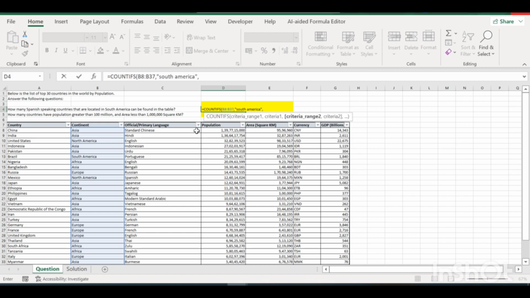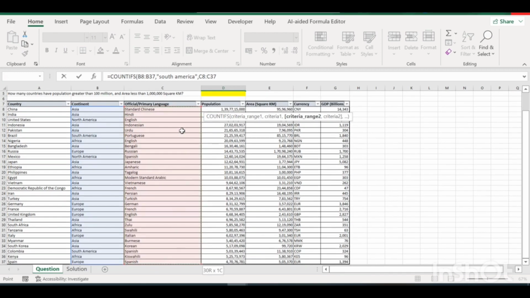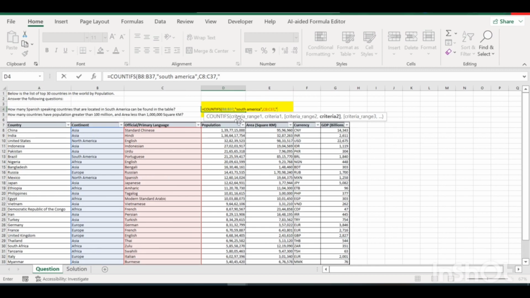Comma. Now we need to select the second criteria. So I will select all the languages, comma. Now I will write the specific language in double quotation marks, that is Spanish. Now press enter. So you will find that there is only one country that is speaking Spanish and located in South America.